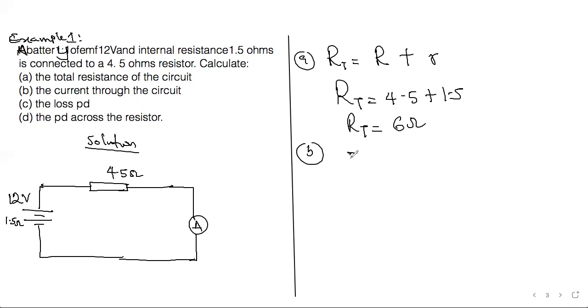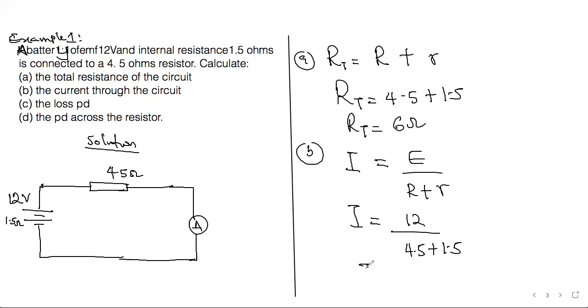Then B, you have to determine the current through the circuit. If you recall the formula for current, I is equal to the EMF divided by R plus r, which is the voltage source divided by the total resistance. So I will be 12 divided by 4.5 plus 1.5. So I will be 12 over 6, and that will be equal to 2 amps. Okay, so that's the current that is flowing through it.